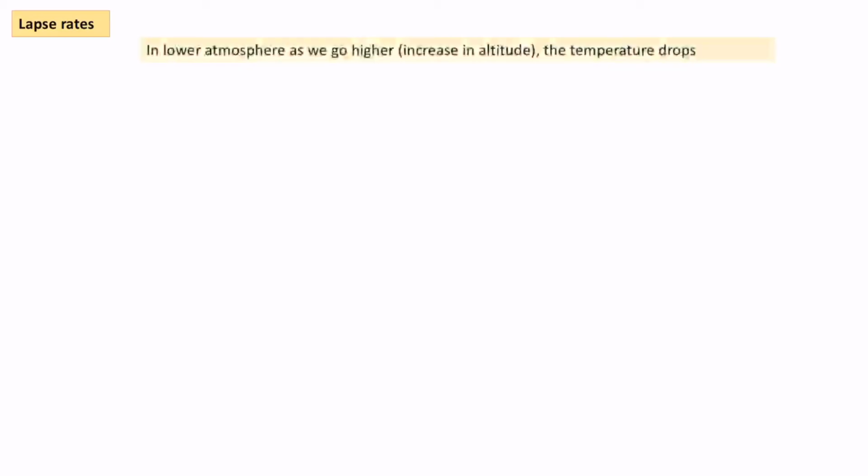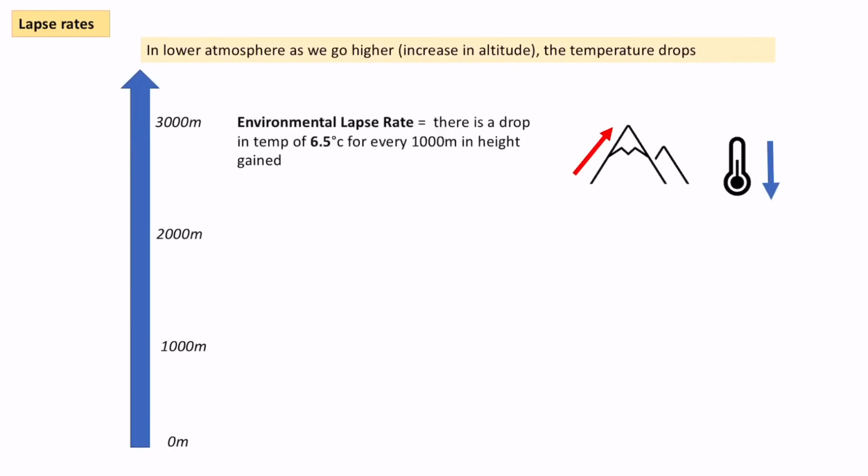So in the lower atmosphere, if I go up in height, I actually see the temperature go down. You might have had this similar experience. If you go up a mountain, as you get higher up the mountain, the actual temperature goes down. So there is this base rate at which, if I go up through the lower atmosphere, the temperature will go down. It's known as the environmental lapse rate.